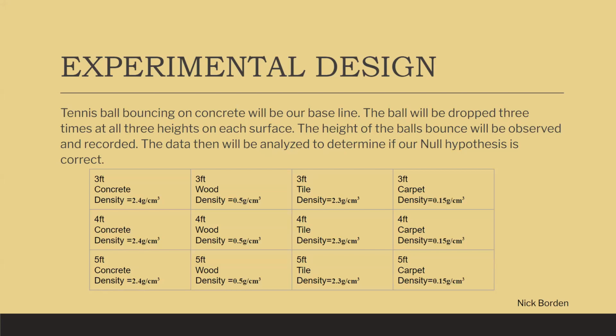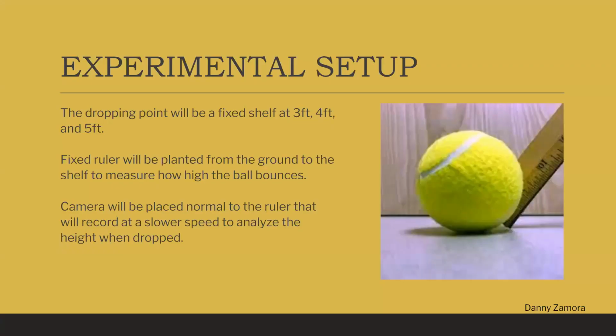Here's our experimental design. As I stated previously, we have 3 different initial drop heights: 3 feet, 4 feet, and 5 feet. And we have 4 different bounce surfaces: carpet, wood, tile, and concrete. In total, we will have 36 different trials.